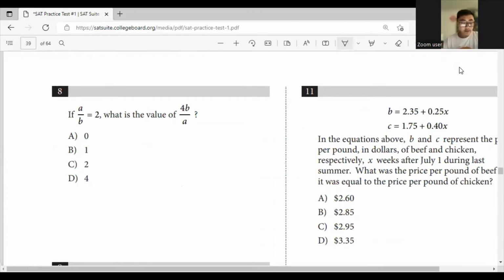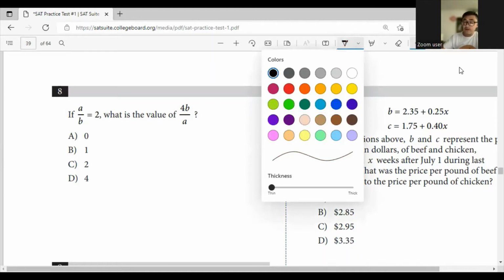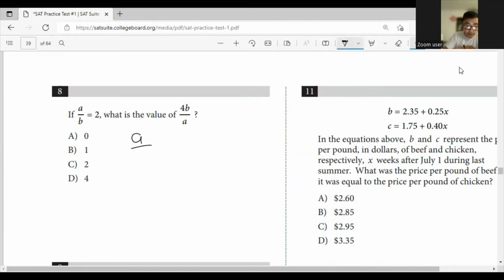Okay, if a over b equals 2, what is the value of 4b over a? All right, so we're given a fraction again, and we know a over b equals 2. And if we know about fractions, they can be manipulated in any way. And I'll show you guys right now how you can do this. So a over b equals 2.